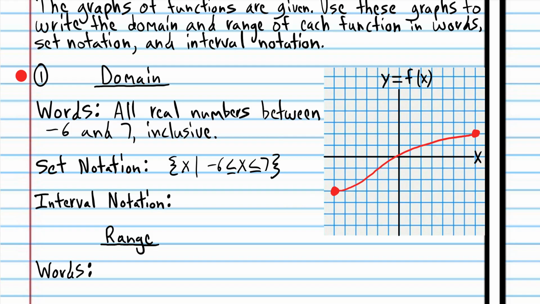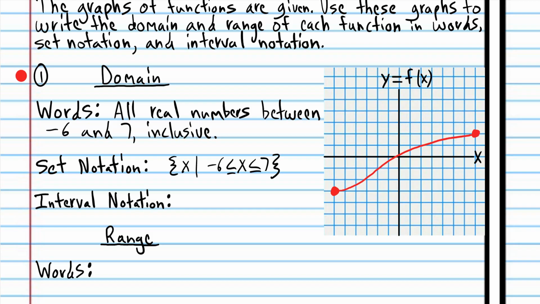So if we were to read this out loud, we would say the set of all x values such that x is between -6 and 7, including -6 and 7. Or you can just say inclusive. So that's set notation.